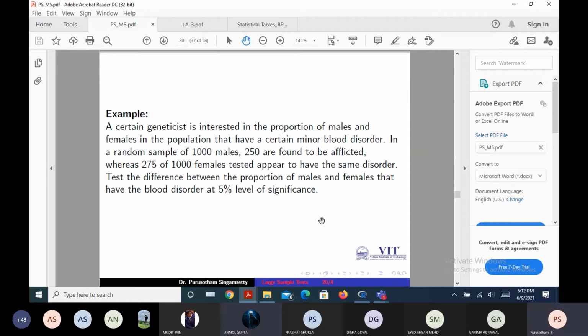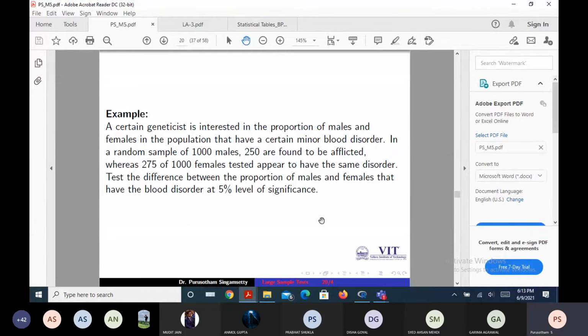Whether it is coming under 2 sample data or a single sample data. It is 2 sample data. Why? Because here we are talking about males and females. Males represent one category and females represent another category. Therefore, it is treated as 2 sampled data.